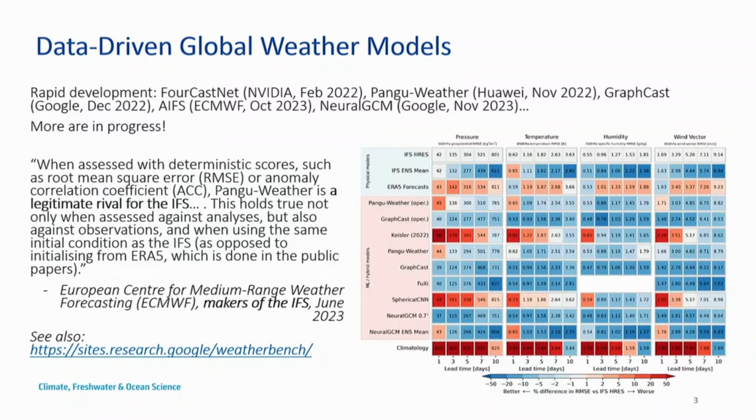A really big milestone is this quote here from the European Centre for Medium-Range Weather Forecasting, the ECMWF. They had a blog post back in June where they said that they themselves had looked at Pangu-Weather, which is one of these earliest really good data-driven global weather models, and they say it is a legitimate rival for the IFS. What is the IFS? It is a leading global numerical weather model out there, and who makes the IFS and runs it? ECMWF. These are the people who make the model saying, okay, yeah, you can compete.